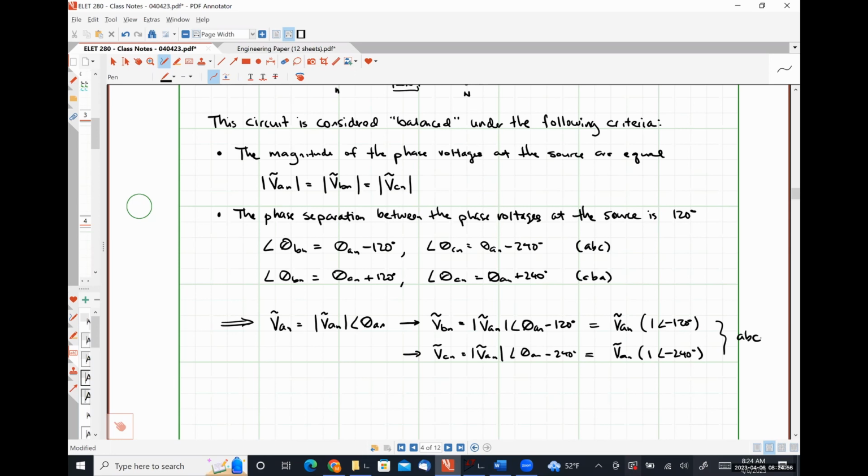Okay? All right, so this is what it takes for us to have a balanced three-phase source. We are going to assume that every source that we have is going to be a balanced three-phase source because once again, they're manufactured to be balanced. If they are not balanced, there was a problem with the manufacturer. Okay, so we have no control over that whatsoever.